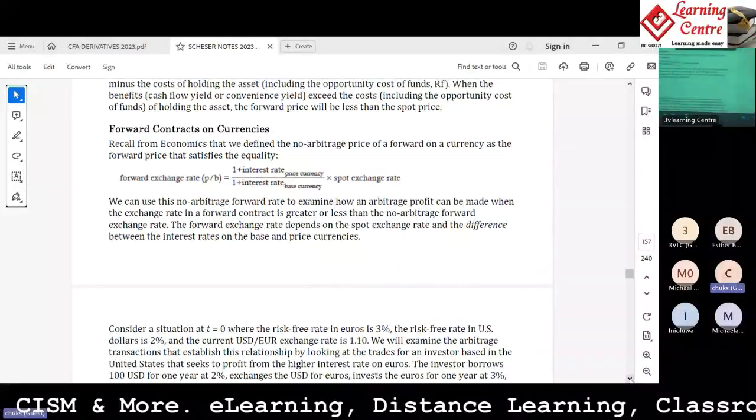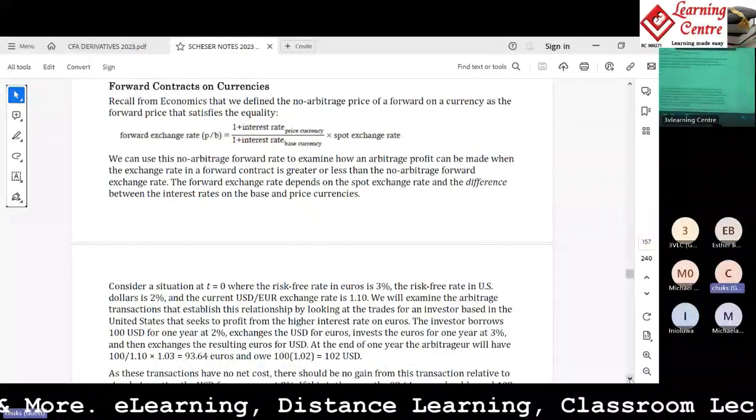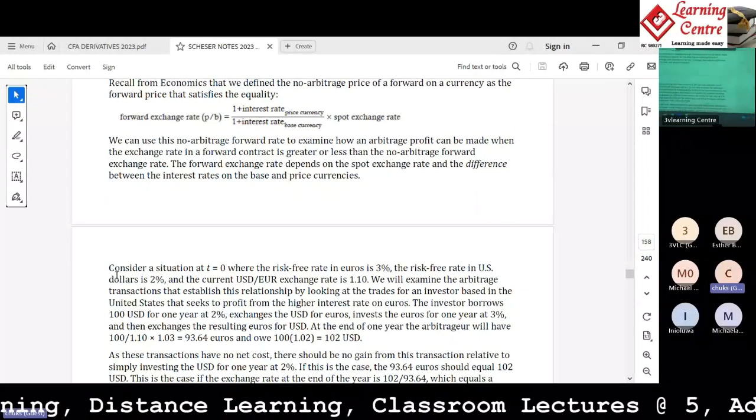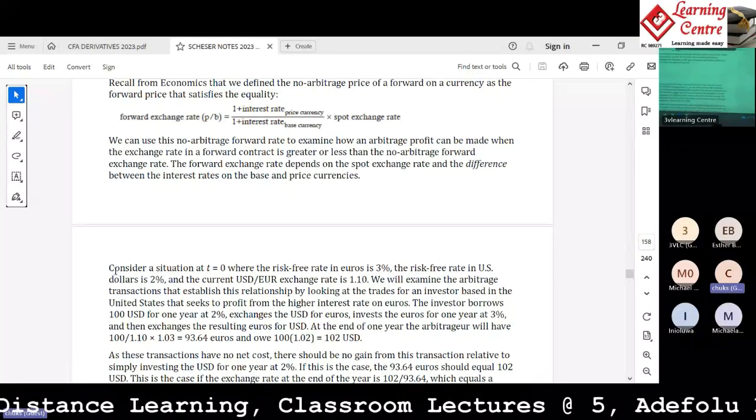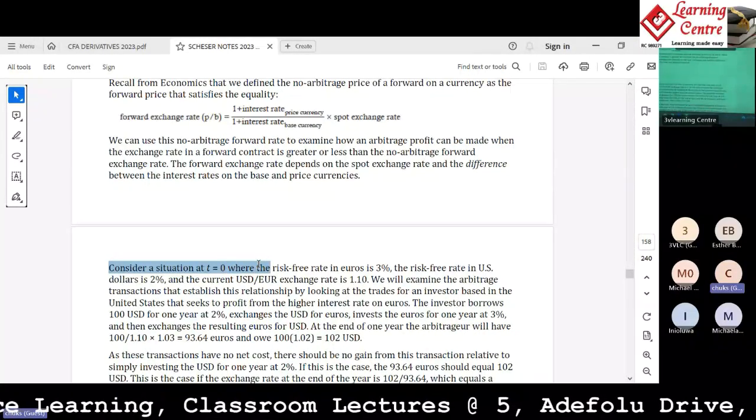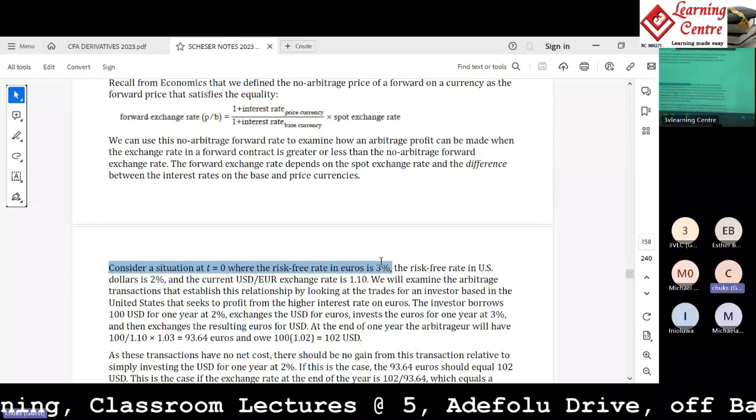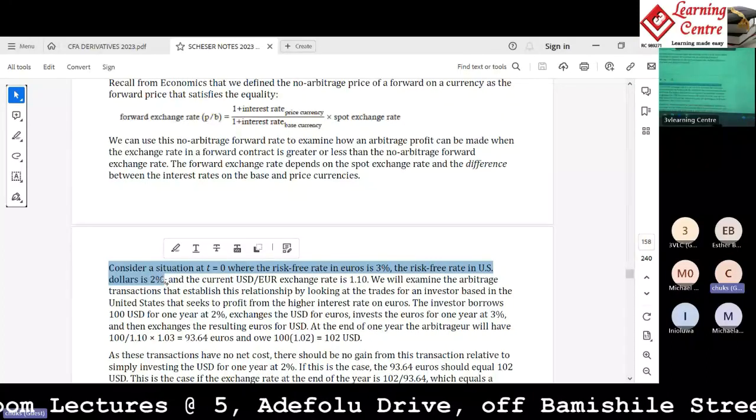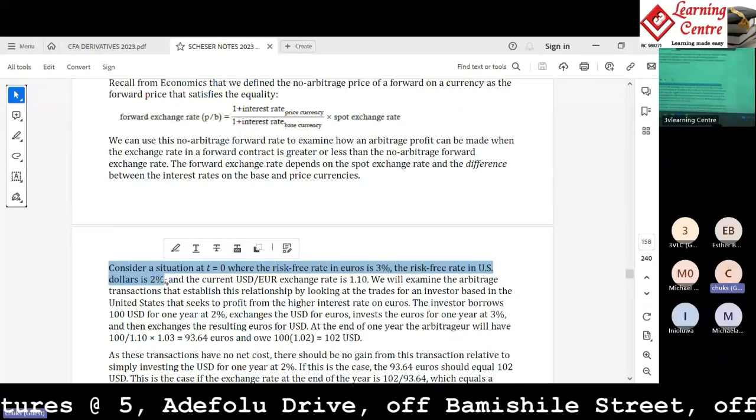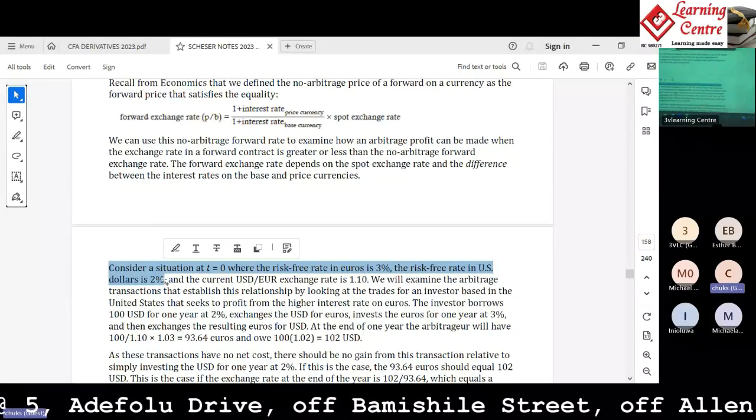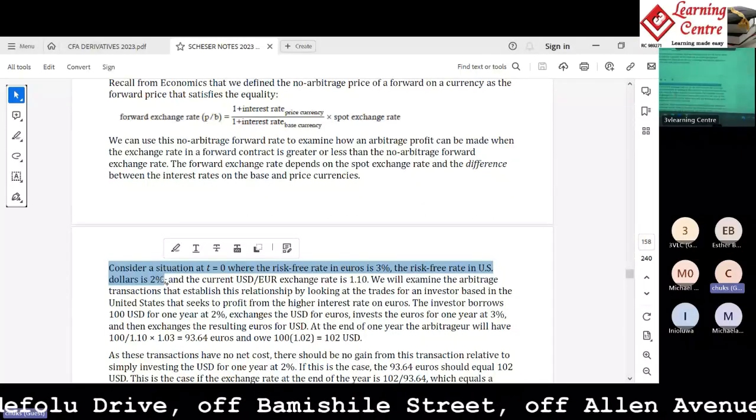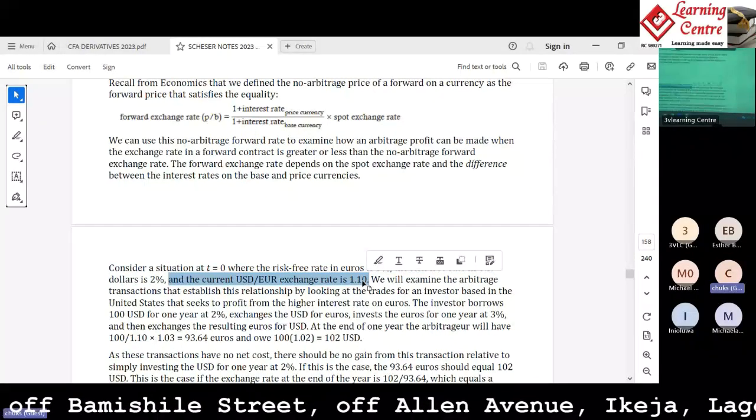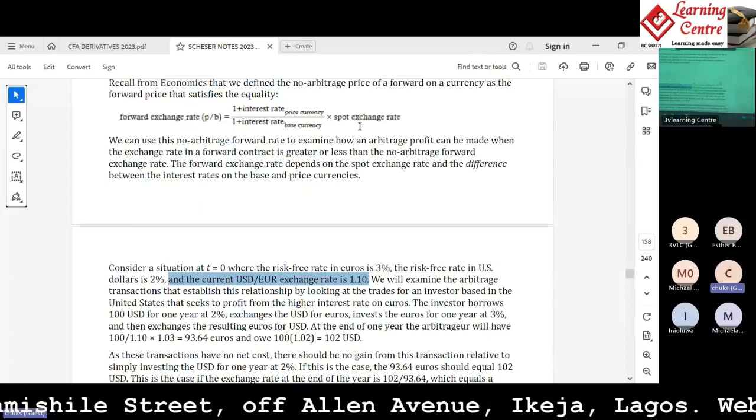Price and base currency will be discussed in economics, but let's use this example to explain. Consider a situation where t is equal to 0, the risk-free rate in euro is 3%, and the risk-free rate in dollars is 2%. So you've been given two interest rates. The question is, how do I know which country is going to be the numerator and which the denominator? And the current exchange rate is 1.1. So 1.1 is the spot exchange rate.